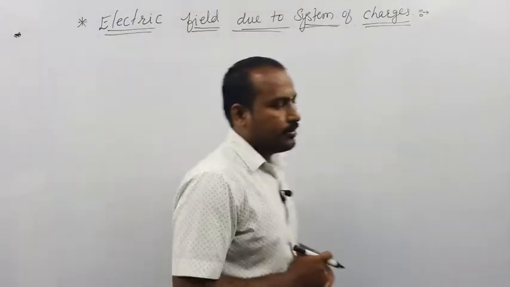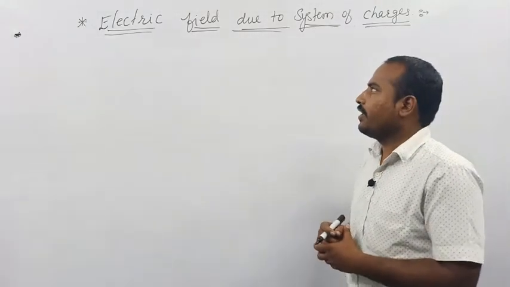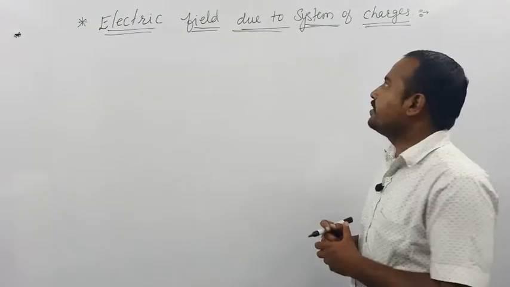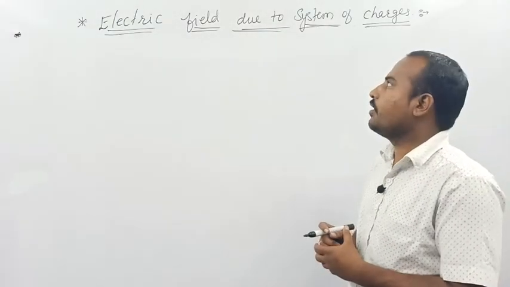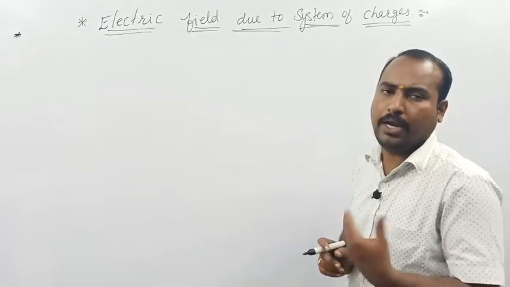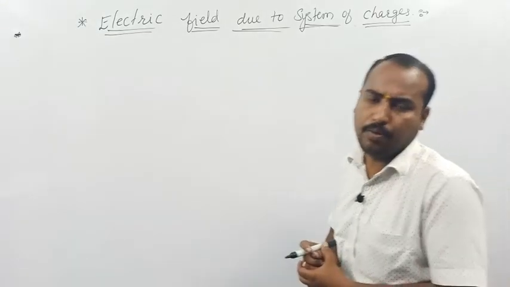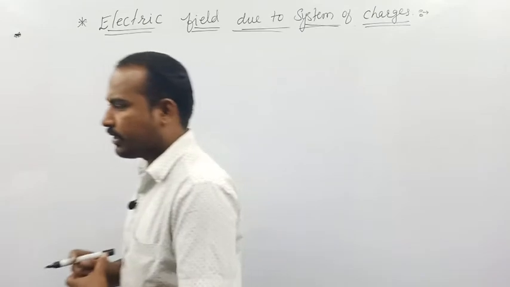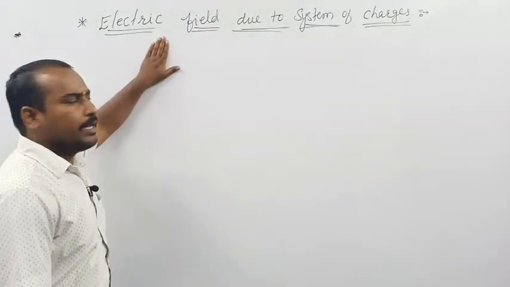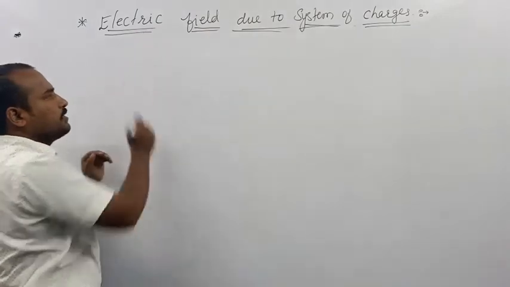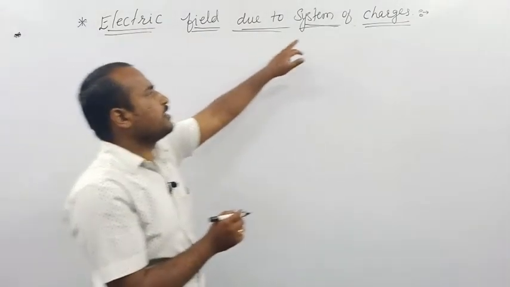So the next one is electric field due to a system of charges. Electric field due to a system of charges, and we can also say electric field intensity due to system of charges. Title itself indicating here that it is electric field due to a system of charges.